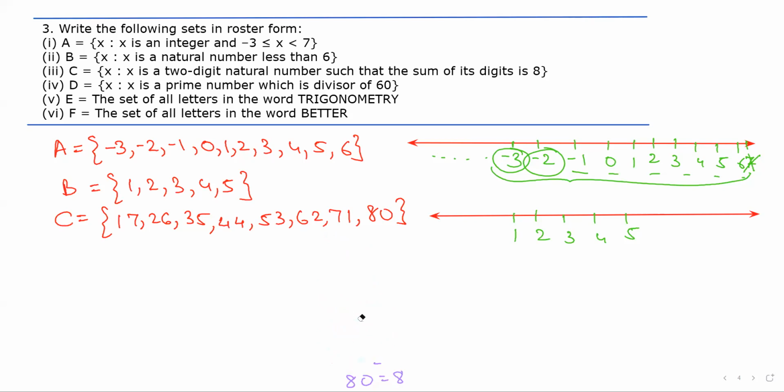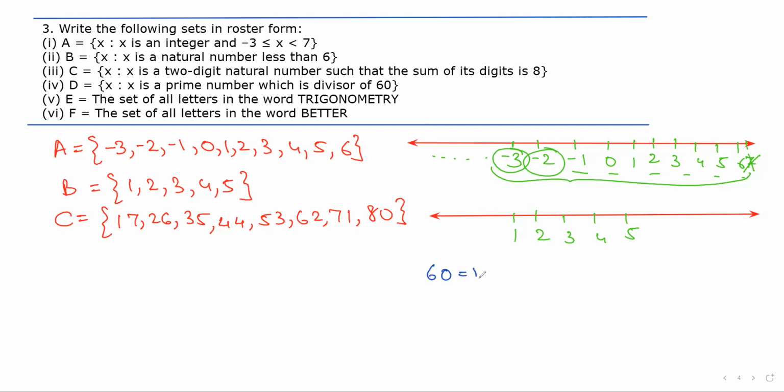Next, D is a set of all x such that x is a prime number which is a divisor of 60. Divisor of 60 means a factor of 60. So it has to be a prime number and it has to be a factor of 60. What does this mean? You have to factorize 60 first.